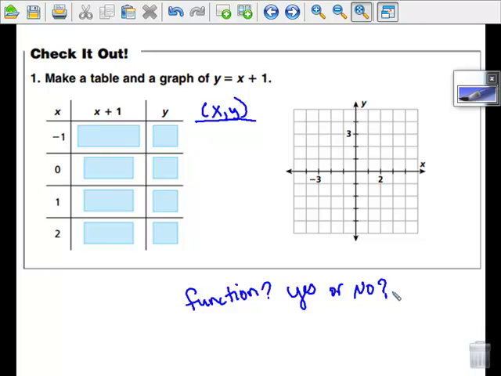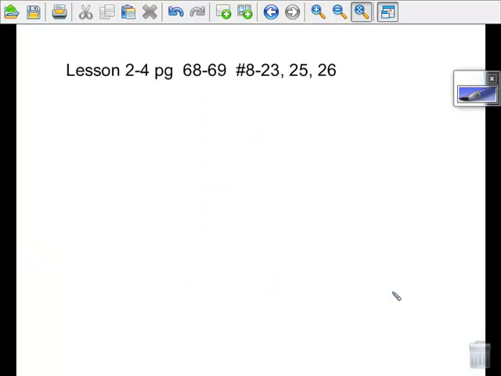Okay, if you want to get started on your assignment, here it is. It's not due tomorrow, it's due the next day. It's lesson 2-4, pages 68 to 69, problems 8 to 23, 25, and 26.